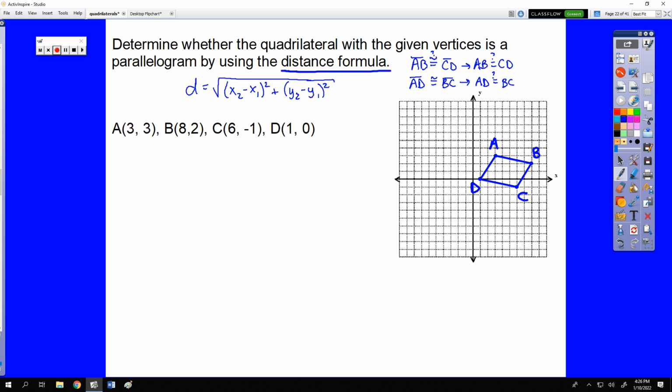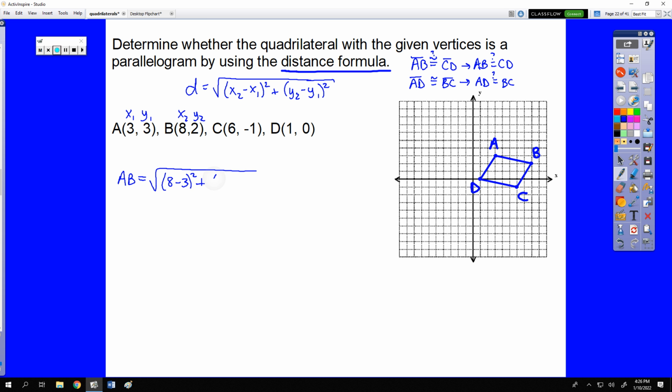So we start with AB. The length of AB means that A is x1, y1, B is x2, y2. And we plug into our distance formula. So x2 minus x1 is 8 minus 3, quantity squared.